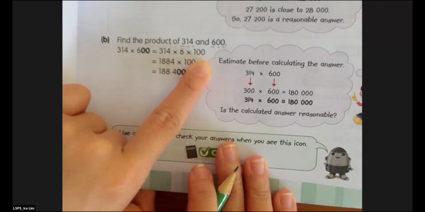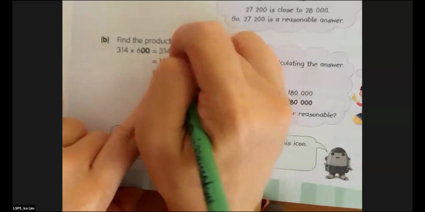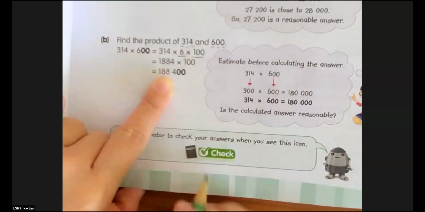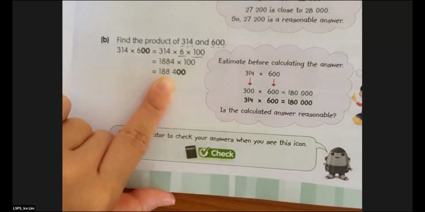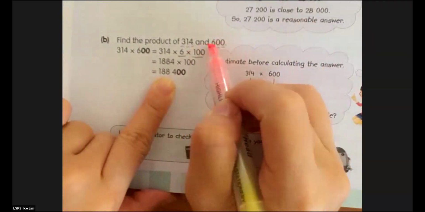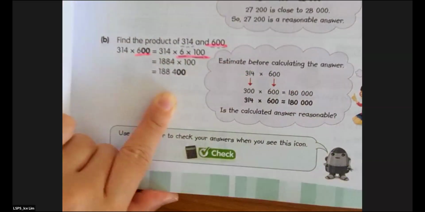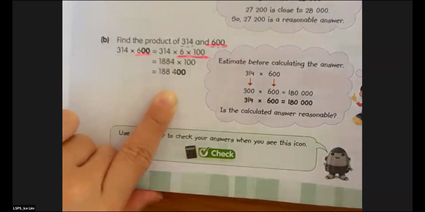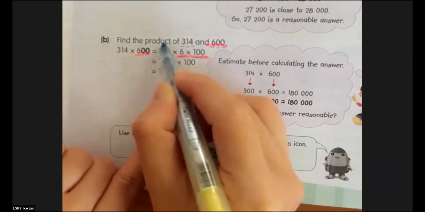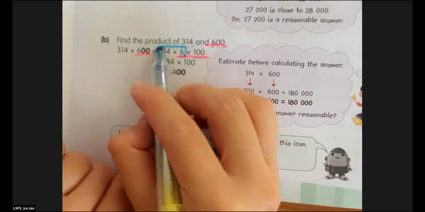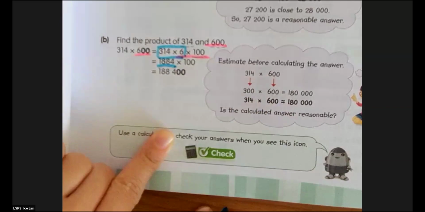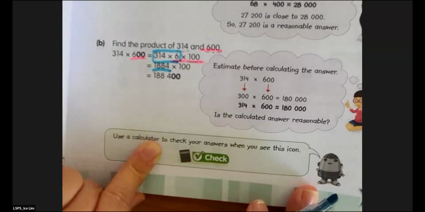The trick to do it is by using the pattern recognition idea. So you saw me doing it just now. First, I turn 600 into 6 times 100. Then I do 314 multiplied by 6 to give me 1884.